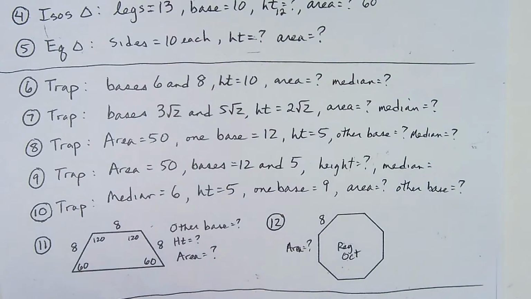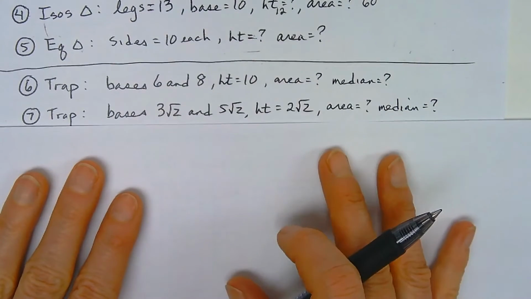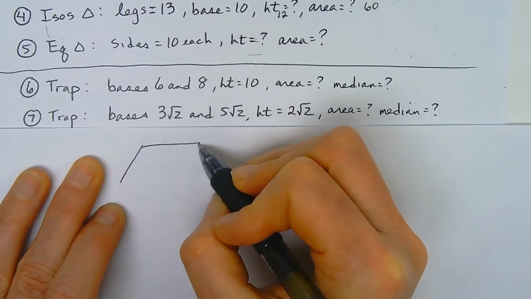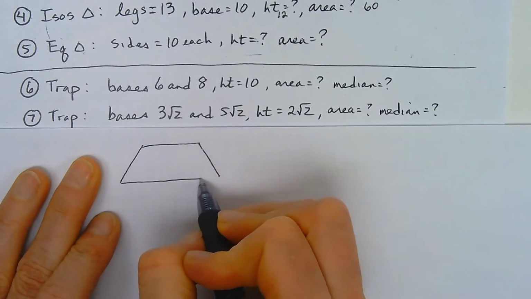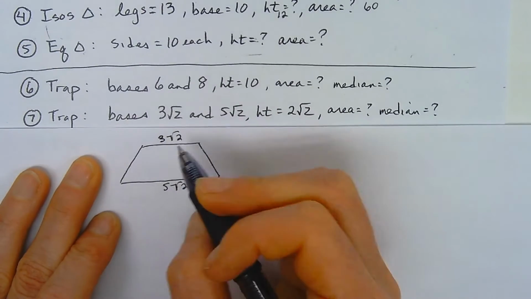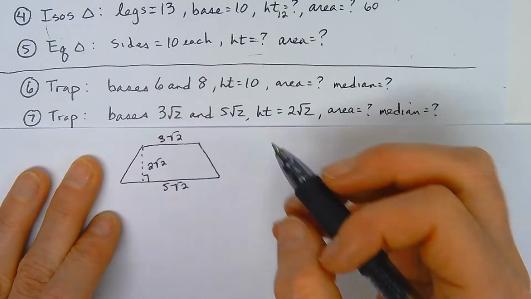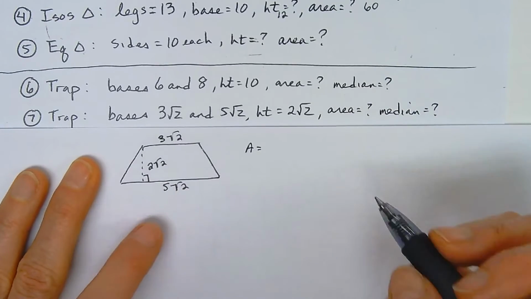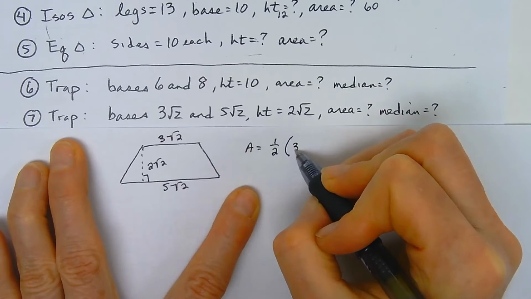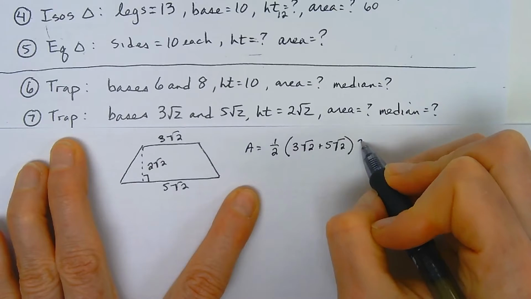Number 7. Trapezoid with bases that are radicals. Here's a trapezoid with a base of 3 rad 2 and a base of 5 rad 2 and a height of 2 rad 2. And we're asked to find the area. The area of a trap is equal to 1/2 times the sum of the bases, 3 rad 2 plus 5 rad 2 times the height, and the height is 2 rad 2.